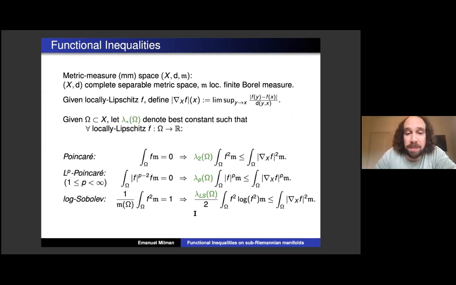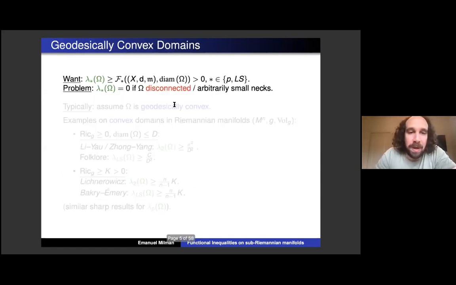But since the function is piecewise constant, the length of the gradient is just zero. So the right-hand side is zero, the left-hand side is not zero. So the optimal constants here are just zero. So therefore, if omega is disconnected, you cannot say anything.